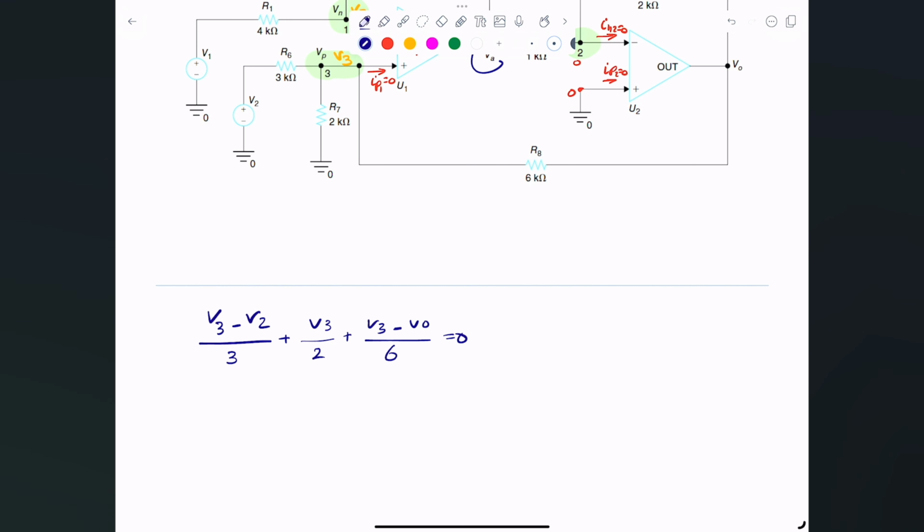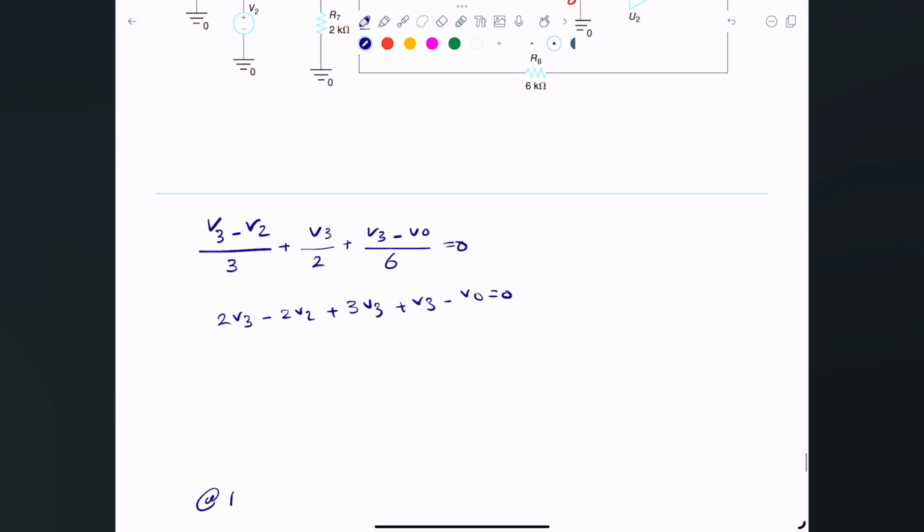So multiply both sides by 6. That will give me 2v3 minus 2v2 plus 3v3 plus v3 minus v naught equals 0. So let's sum them up: 2v3 and 3v3 and 1v3. That will be 6v3 minus 2v2 minus v naught equals 0. So let me just highlight that. That's the third equation.